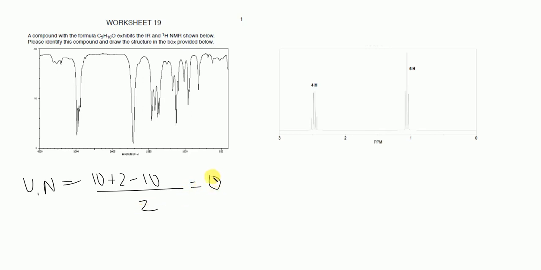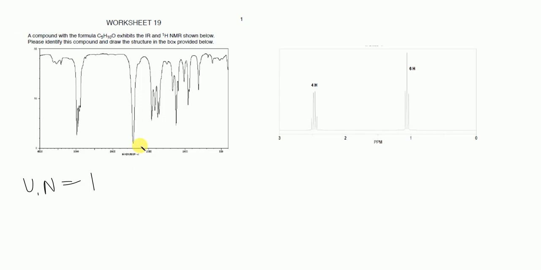So now I have 0 on the top divided by 2. So my unsaturation number is, my bad, it should be 10 times 12 minus 10. So it's 2 divided by 2, that's 1. Okay? So my answer is 1. All right? So my unsaturation number equals 1.